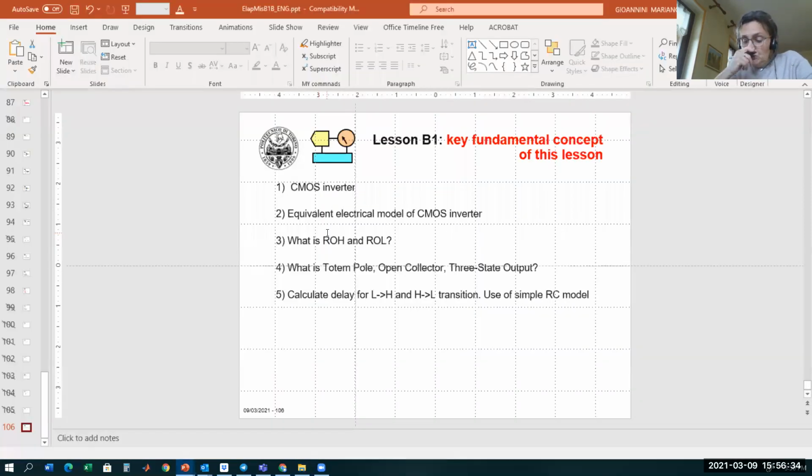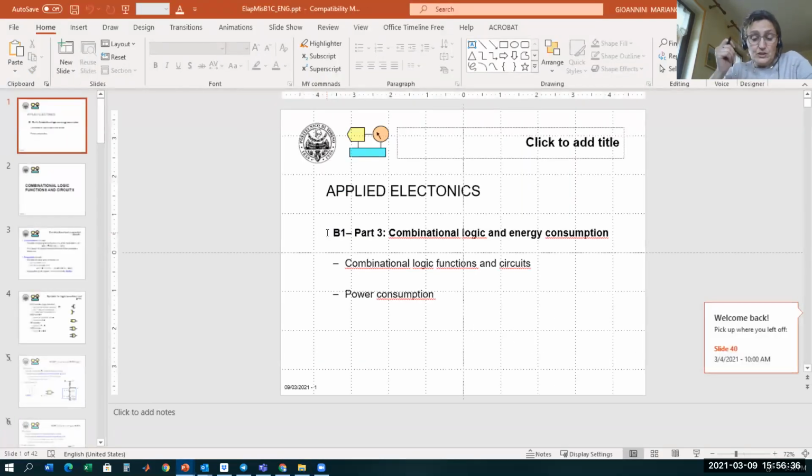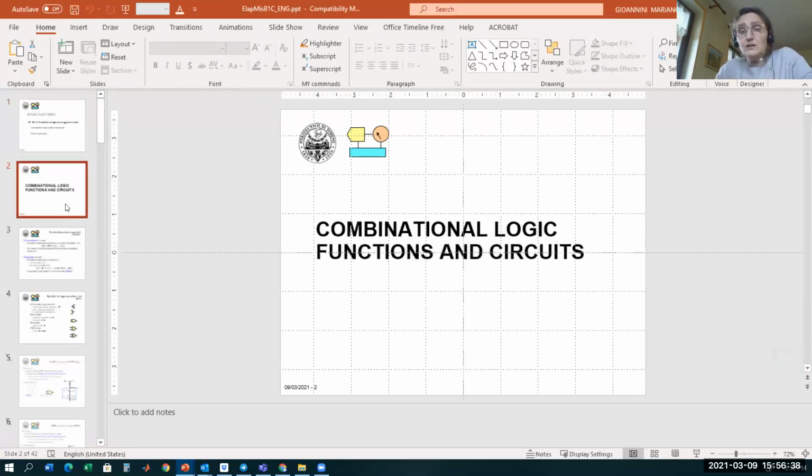We have to continue. Lesson B1 is not finished yet, because we have to move to the last part, which is how we can realize more complicated combinational logic functions using CMOS switches. Okay, let's have a 10 minute break, and we will restart again at 16:10. Okay, if you have questions, you can turn on your microphone or write in the chat.